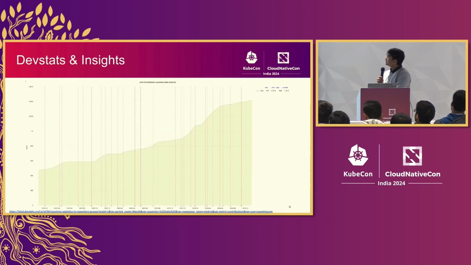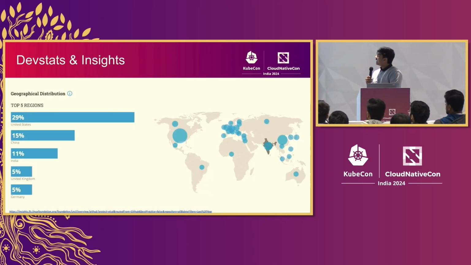So let's see the dev stats. Over the years, we see that there is a constant growth in the contribution from India. The contributions are around 1,400, not really great, but it's increasing. And that brings us to third in the ranking of contributions from India. We can definitely do better than that.